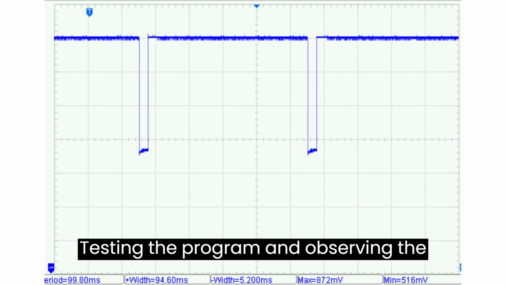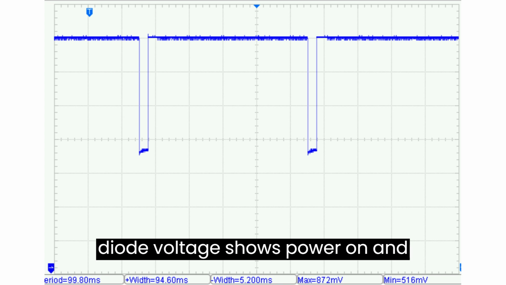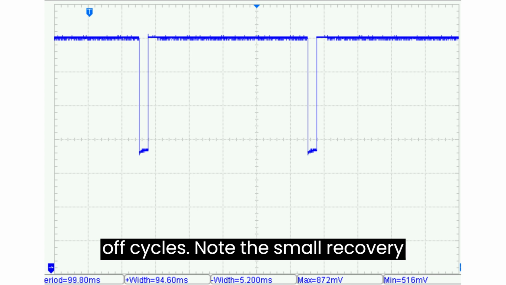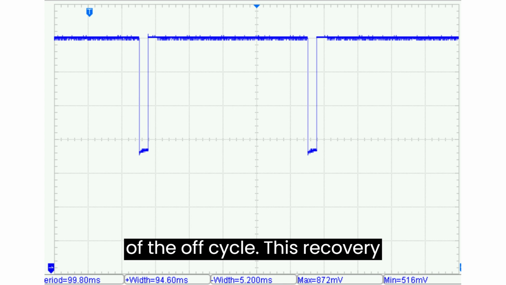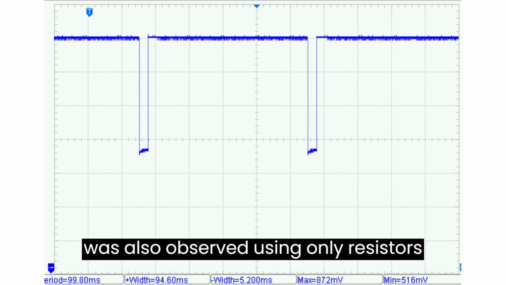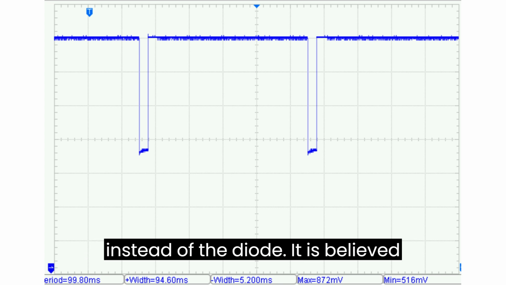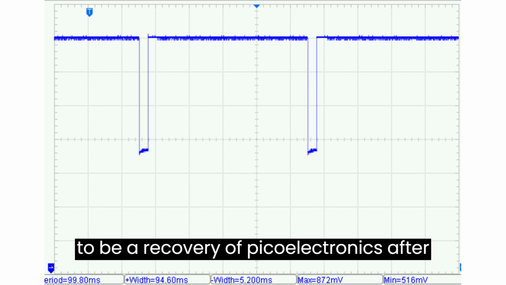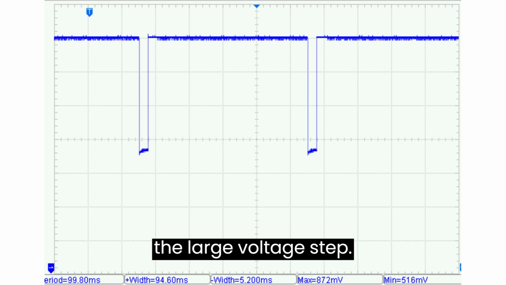Testing the program and observing the diode voltage shows power on and off cycles. Note the small recovery of the off cycle. This recovery was also observed using only resistors instead of the diode. It is believed to be a recovery of Pico electronics after the large voltage step.